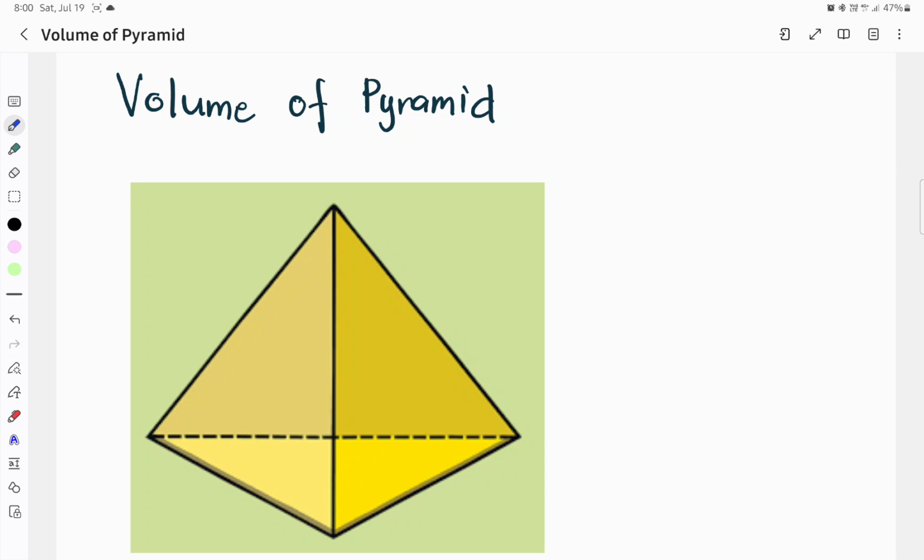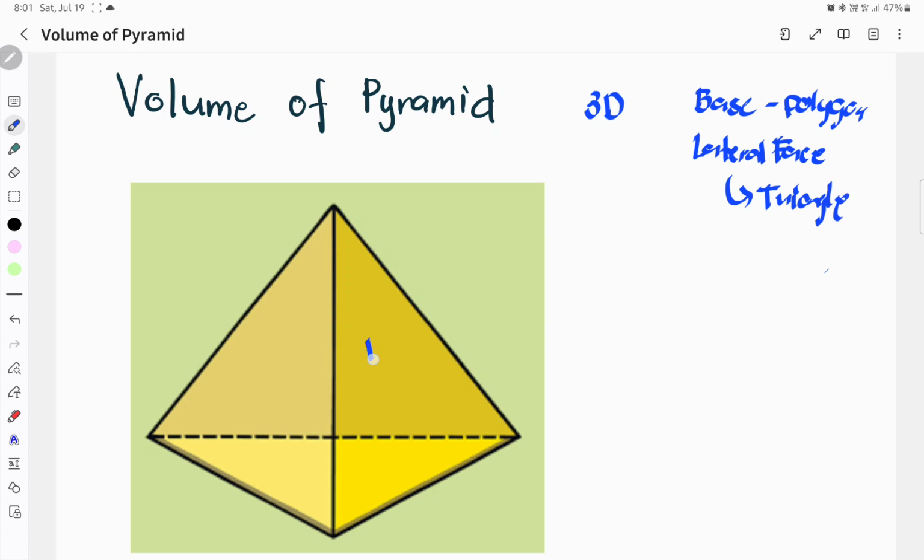A pyramid is a three-dimensional object, so it has three dimensions. It has a base of a polygon, and lateral faces of triangles.